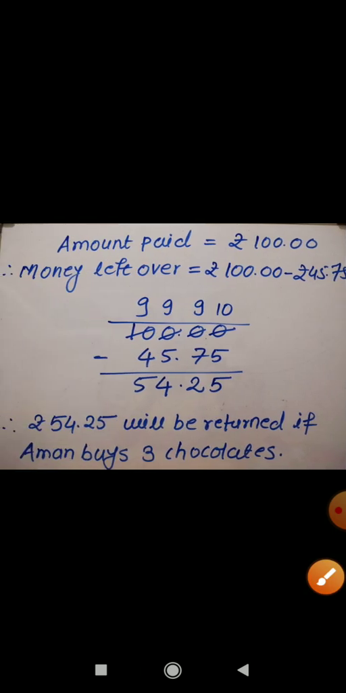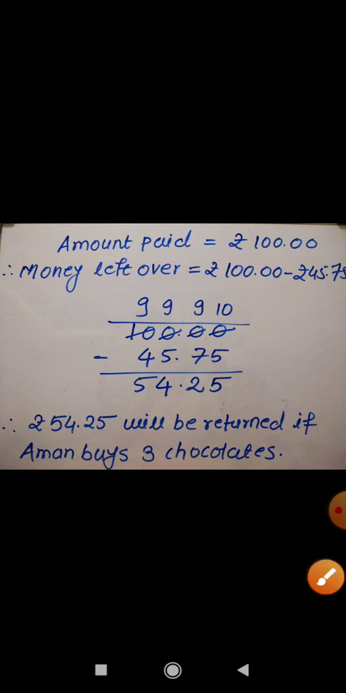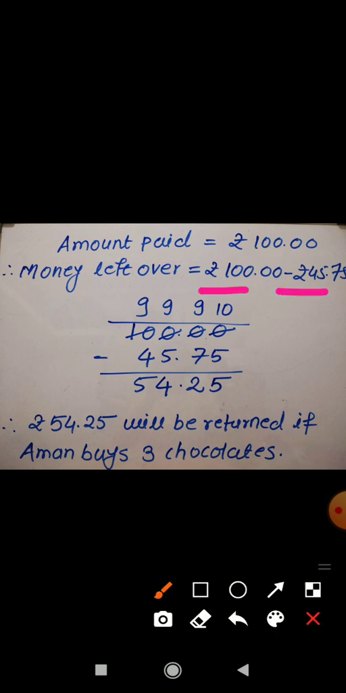Now we have to find out the money left over. See, how much amount does Aman pay to the shopkeeper? 100 rupees, meaning 100.00. So the money left over will be 100 minus 45.75. Now see the subtraction and the answer comes 54.25. So this is the amount which is left over. It means how much money will be returned to Aman? 54 rupees 25 paise will be returned to Aman if he buys 3 chocolate bars.